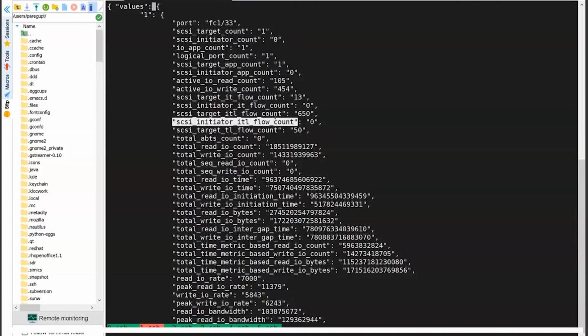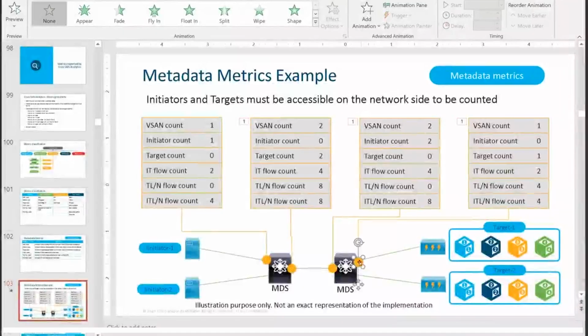So this is either a storage port or an ISL? Yes. It's an ISL port, but this can be a storage port. If we go back to our drawing here, this can be a storage port like this one, or it can be this one, because I have all the initiator values 0 here. I have target values here.